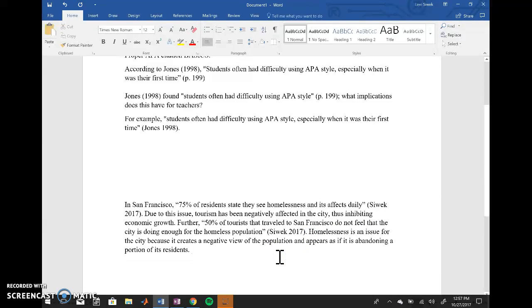Think about it like this: you don't want to have a quote without analysis, and you wouldn't just throw analysis out there without a quote to support it. So they go hand in hand.